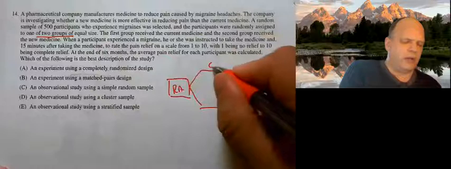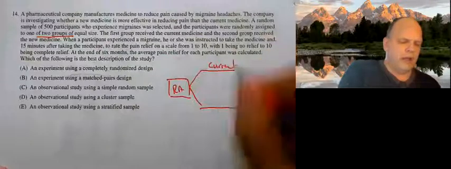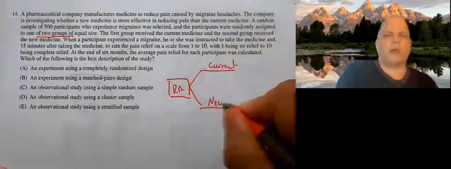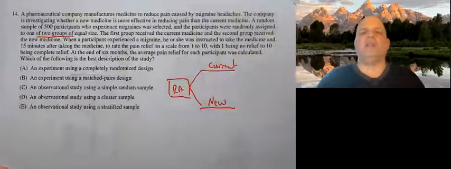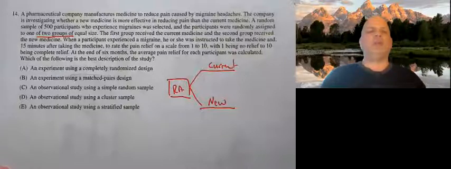And we get a current, and we have the new. When a participant experienced a migraine, he or she was instructed to take the medicine, and 15 minutes after taking the medicine, to rate the pain relief on a scale of 1 to 10, with 1 being no relief to 10 being complete relief. At the end of 6 months, the average pain relief was calculated.